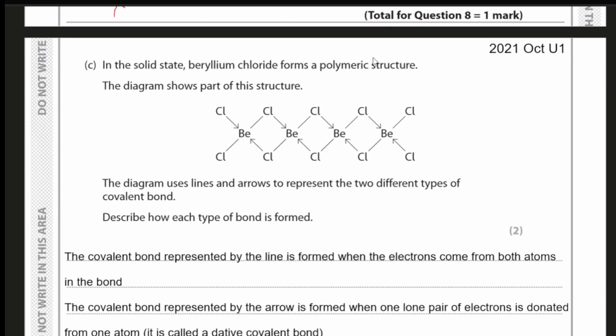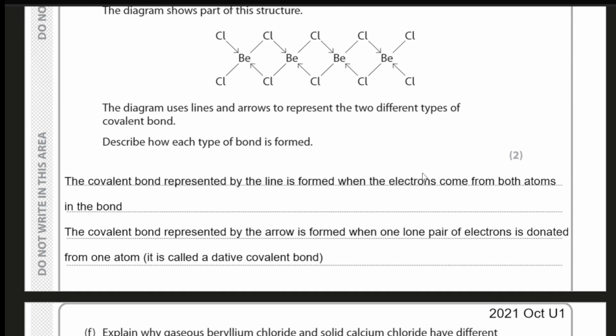The next part is that in solid state, beryllium chloride forms a polymeric structure. So this is the diagram they show. The diagram uses lines and arrows to represent the two different types of covalent bond. They told you to describe how each type of bond is formed. Now remember one thing: we need to say how the dative covalent bond is produced. That is what they basically told you.